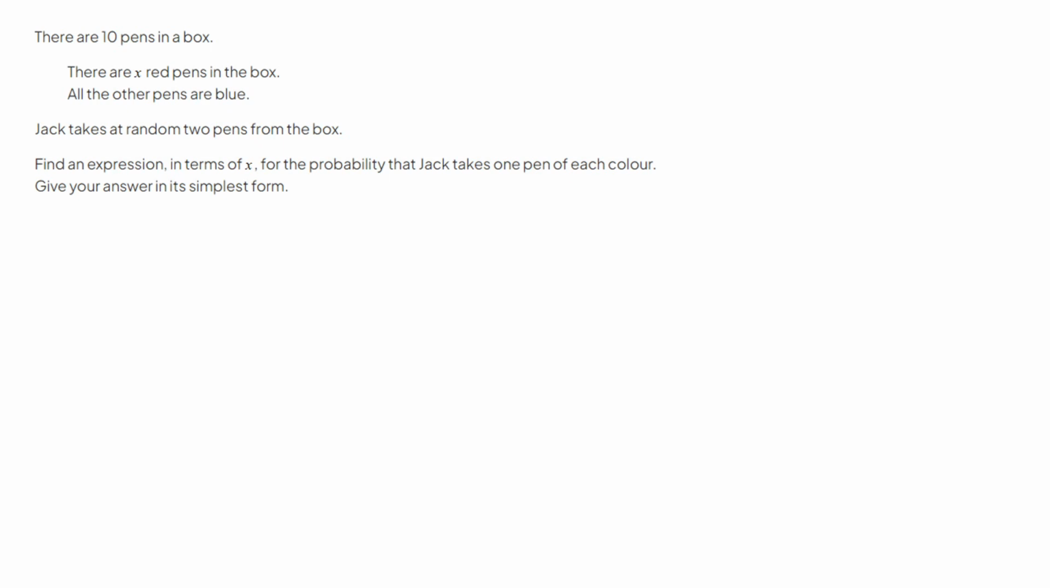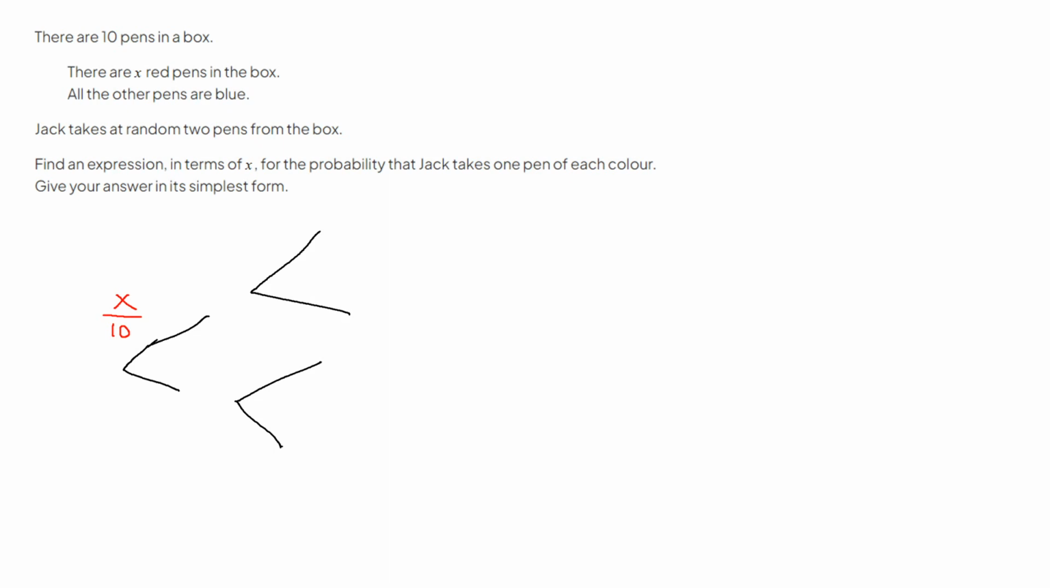Well, the first thing we need to do is draw a diagram. I'm just going to do that. So that's a tree, and that's a tree. How many pens are there in total? There are 10 pens. So if this side is red, then this will be X over 10. Of course it is, because there are X red pens, and there are 10 in total, so X over 10.